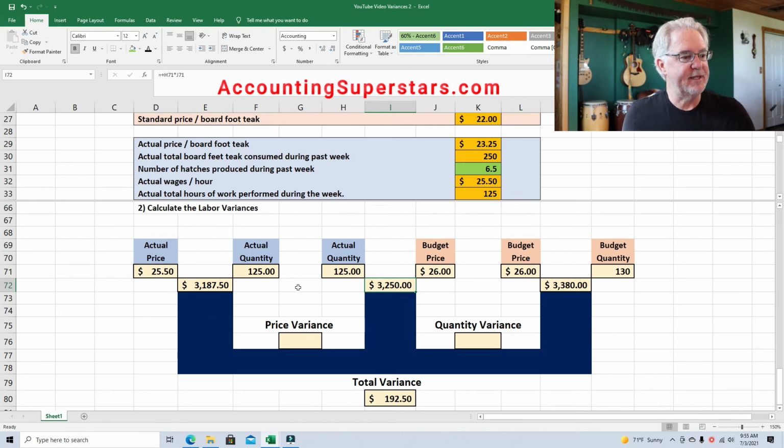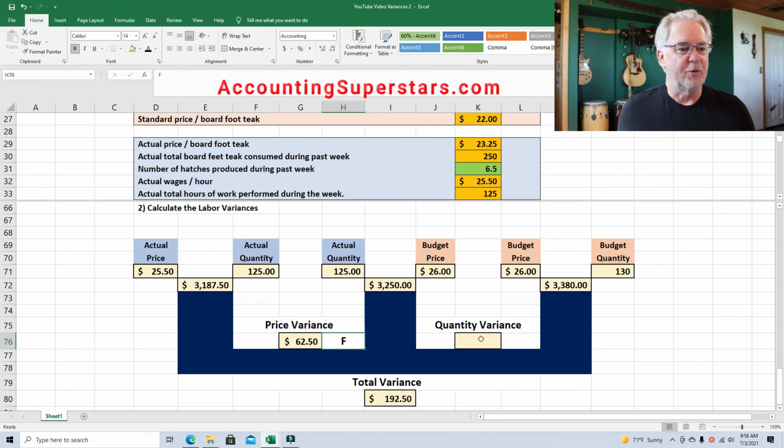All we do is find the difference between these two numbers. Over here on the left in blue is actual. Here in the middle, we've got a budget component. So actual, budget. The budget was $3,250. The actual was $3,187.50. We're a little under budget. So this is going to be a variance of $62.50, and it's going to be favorable. F means favorable. So if you get an F on this test, F means favorable.